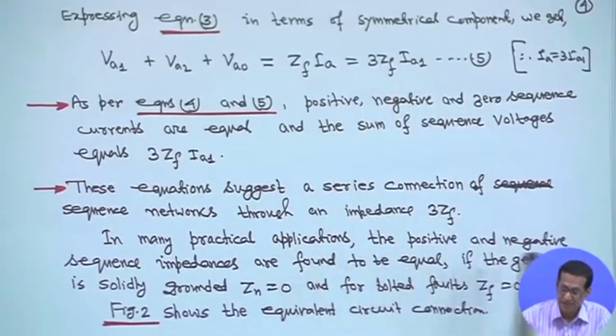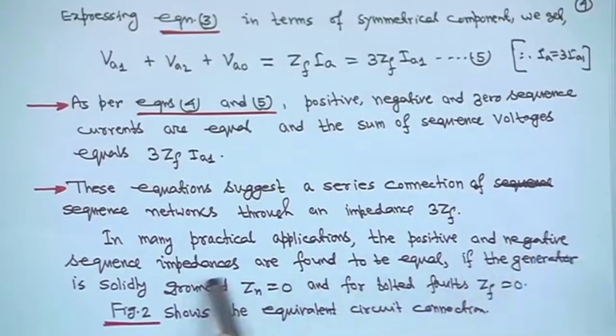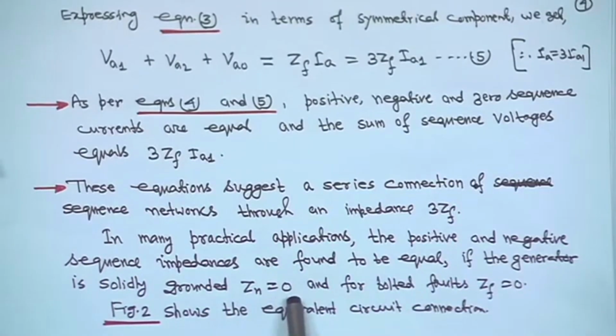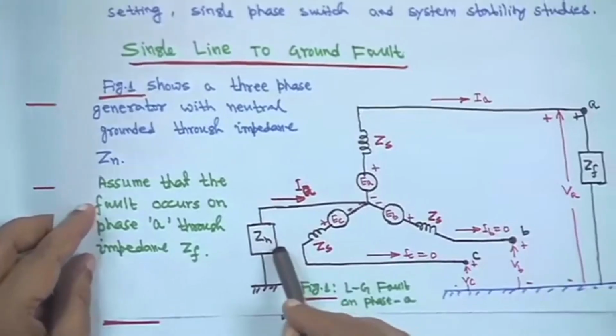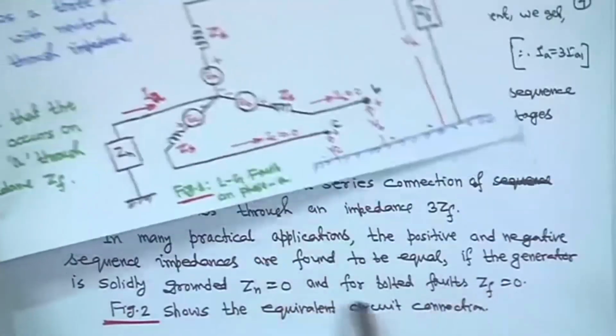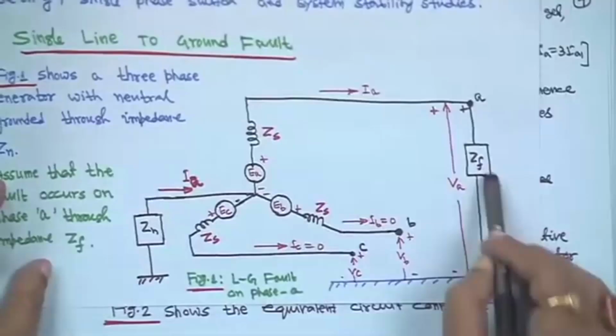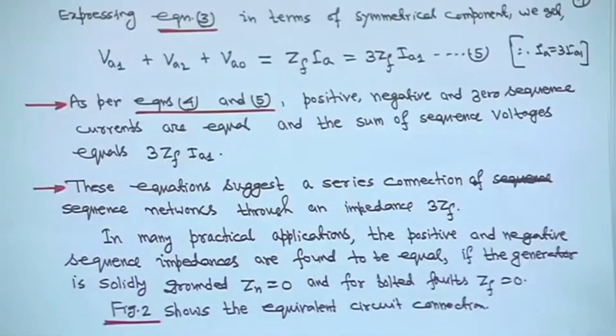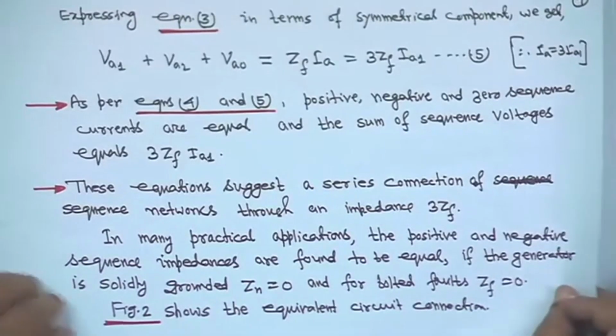In many practical applications, the positive and negative sequence impedances are found to be equal, which we have discussed before. If the generator is solidly grounded, then Zn is equal to 0, and for bolted faults, ZF will be 0. So figure 2 shows the equivalent circuit connection.